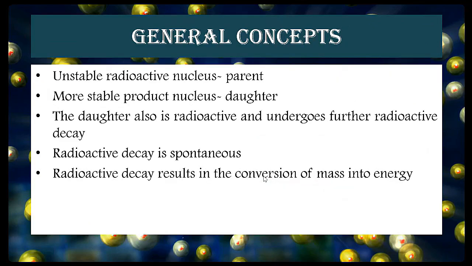Basically, we have unstable radioactive nuclei which convert into a stable one. The unstable radioactive nucleus is considered the parent, and the stable one is considered the daughter. The daughter can also be radioactive, and will undergo further decay. Radioactive decay is a spontaneous process, and they convert mass into energy.